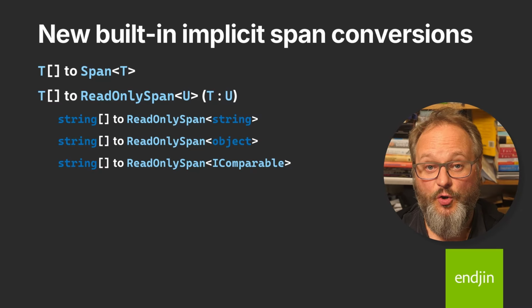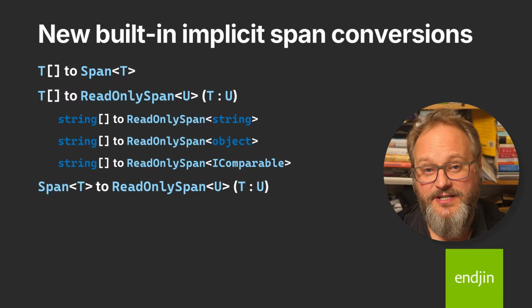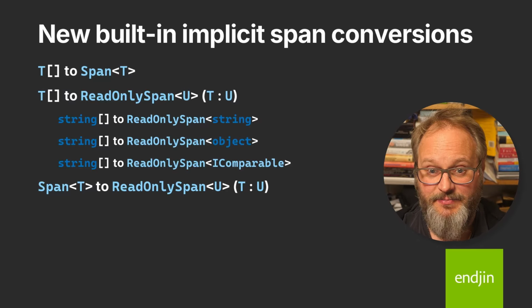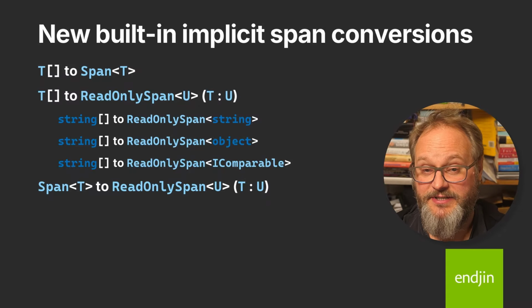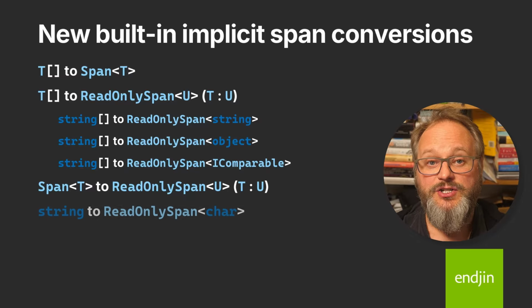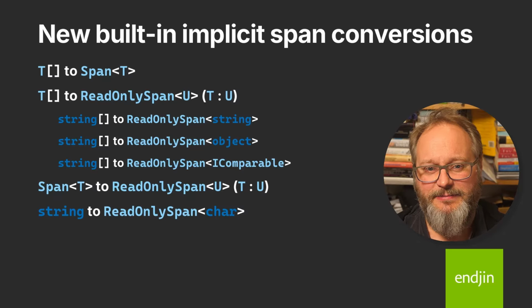This new language feature also defines covariant conversion from span to read-only span. These covariant conversions are examples of how this language feature embeds the similarities between spans and arrays. The final new implicit conversion is from string to read-only span of char. Now, if you're familiar with spans, you might be perplexed at this stage because the runtime library span types already define implicit conversion operators for some of these conversions.